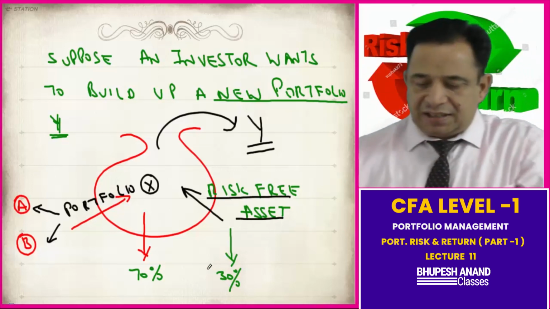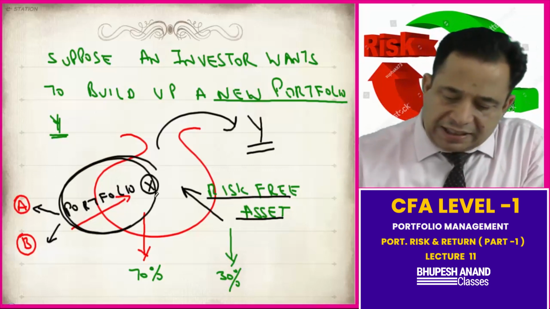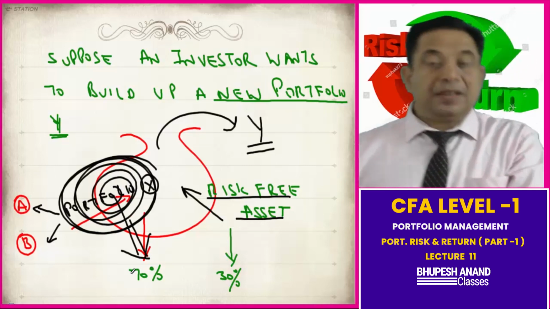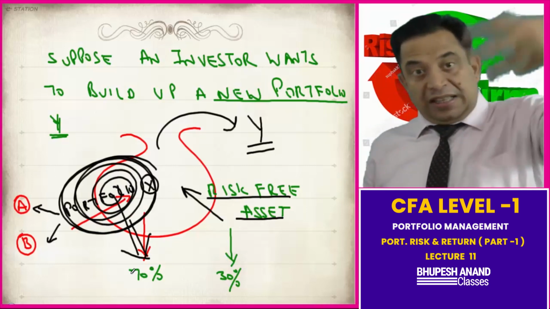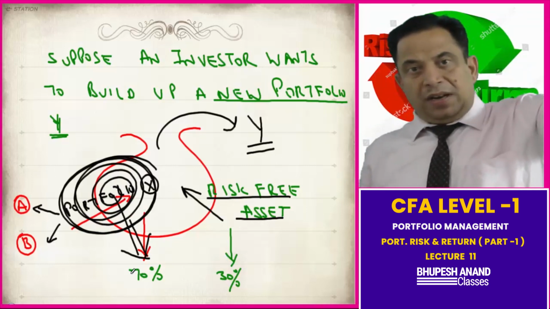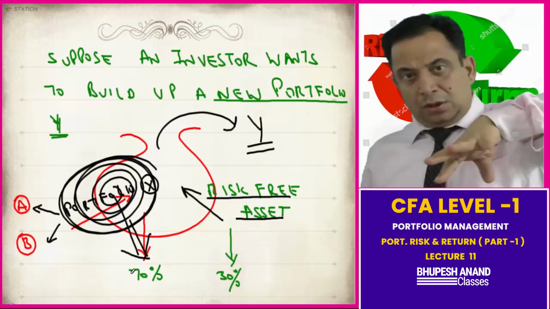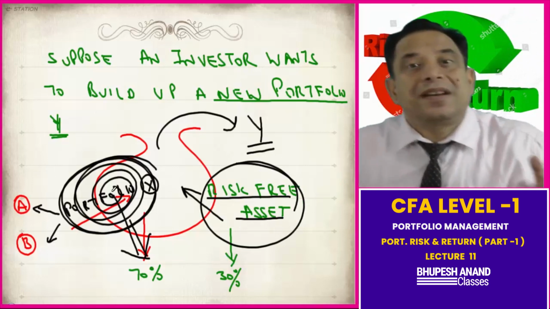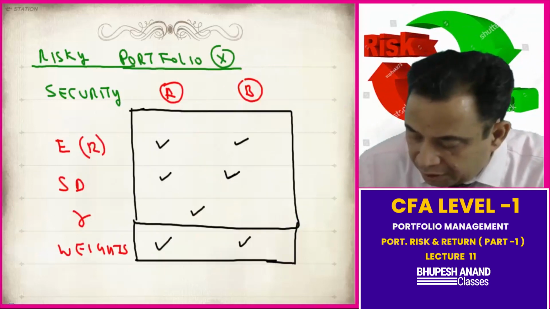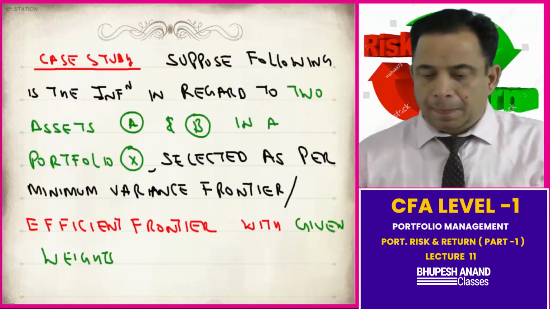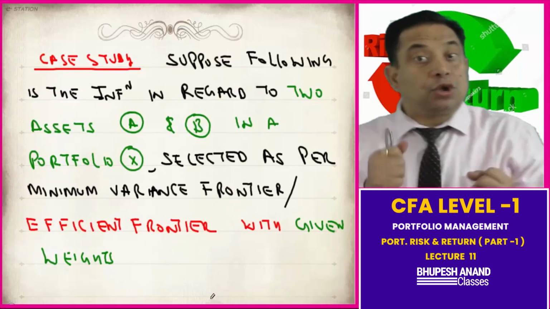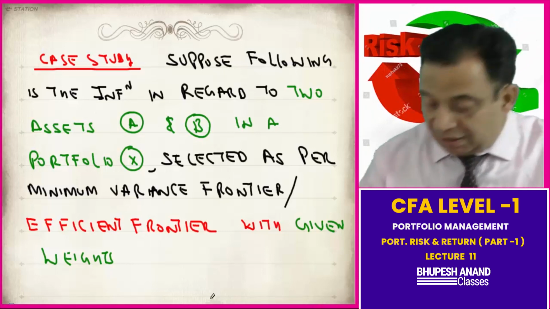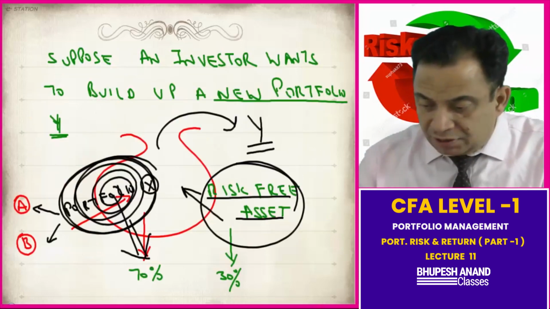And in portfolio Y, let 70% be the weight of portfolio X. Within that 70%, we have divided 80% to Infosys and 20% to TCS, as the case may be, and 30% to risk-free. Please prepare a graph. Please prepare the diagram. Please prepare this case study. I want to tell you with the help of the case study what is the meaning of the capital allocation line. Now I am moving step by step.